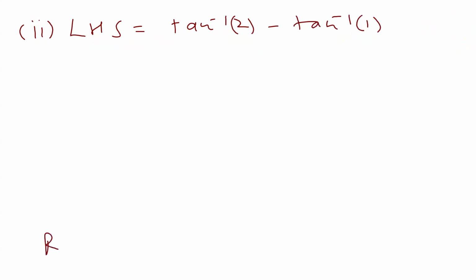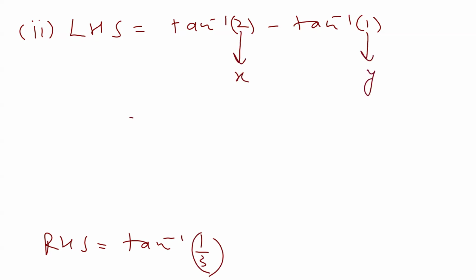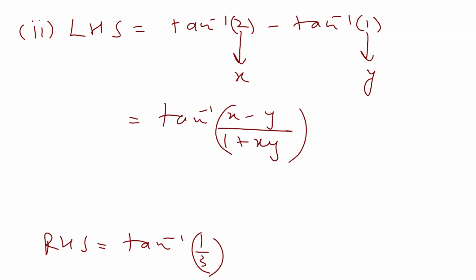LHS is tan inverse 2 minus tan inverse 1, and RHS is tan inverse of 1 by 3. Now we have a direct formula: tan inverse x minus tan inverse y is equal to tan inverse of x minus y upon 1 plus xy. So this formula you can apply where x is 2 and y is 1, and definitely you can get your RHS. Okay, let's go to the third problem.